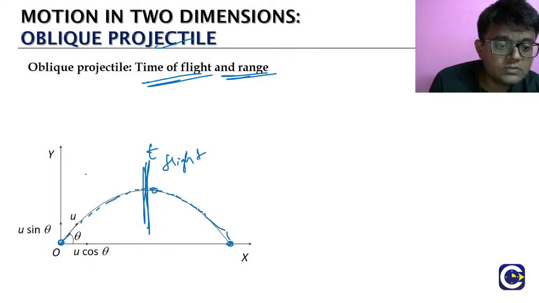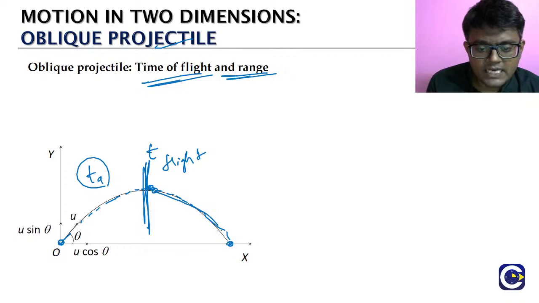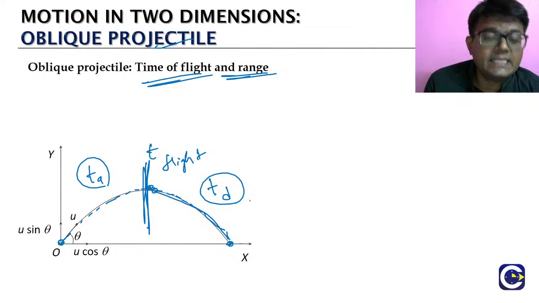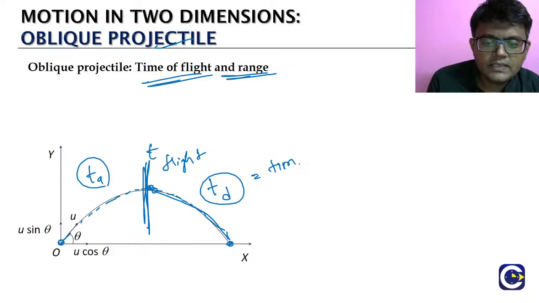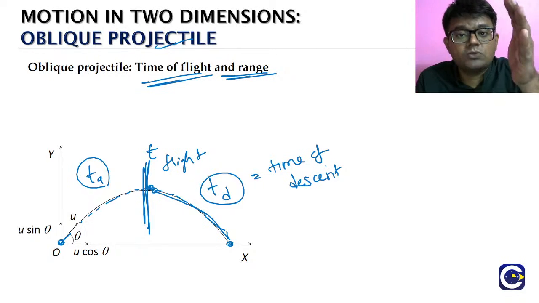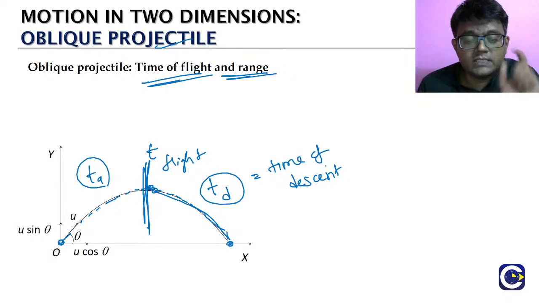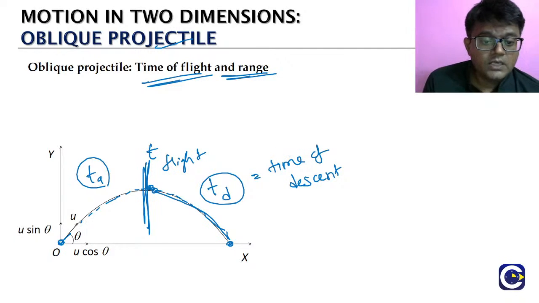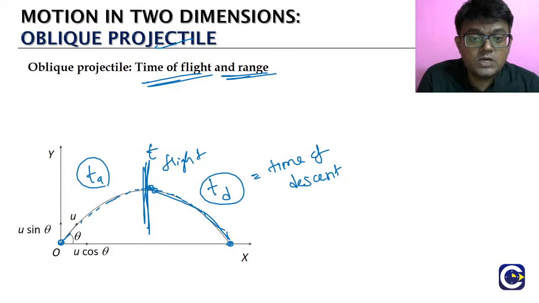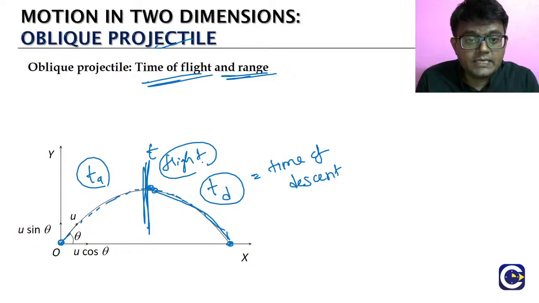The time it takes to reach maximum height, we use the word time of ascent. From the maximum height coming down, we will call it time of descent. We have already seen time of ascent: what is time of ascent? From the ground up to the maximum height, the time it takes. From the maximum height position coming back down, that time is called time of descent. The total journey time is what we call time of flight. Why do we call it time of flight? Because in this entire trajectory the projectile is in flight, that is the reason.